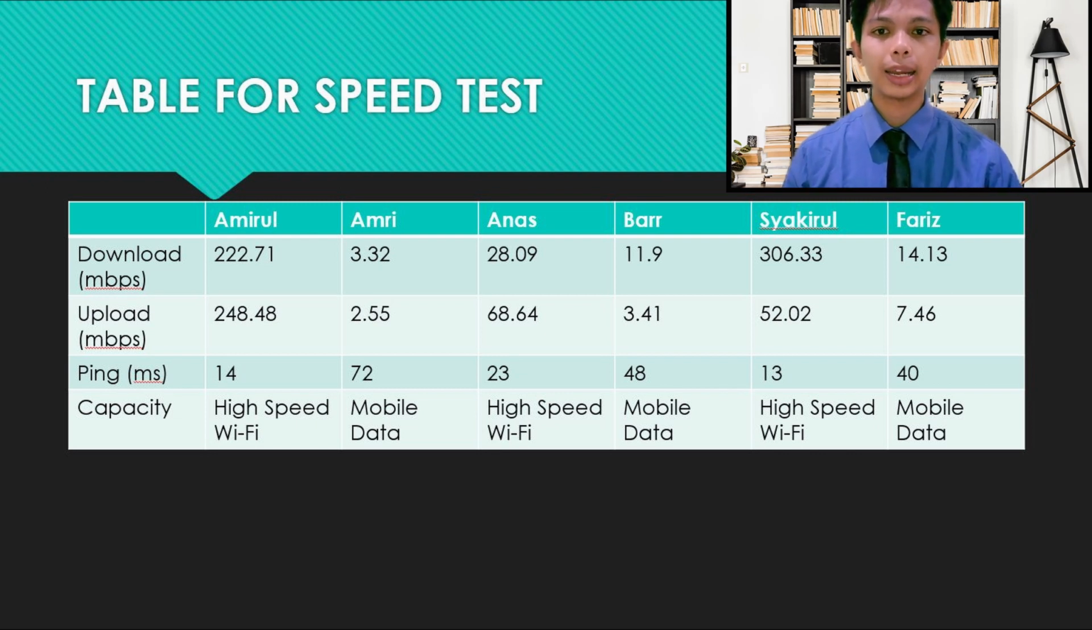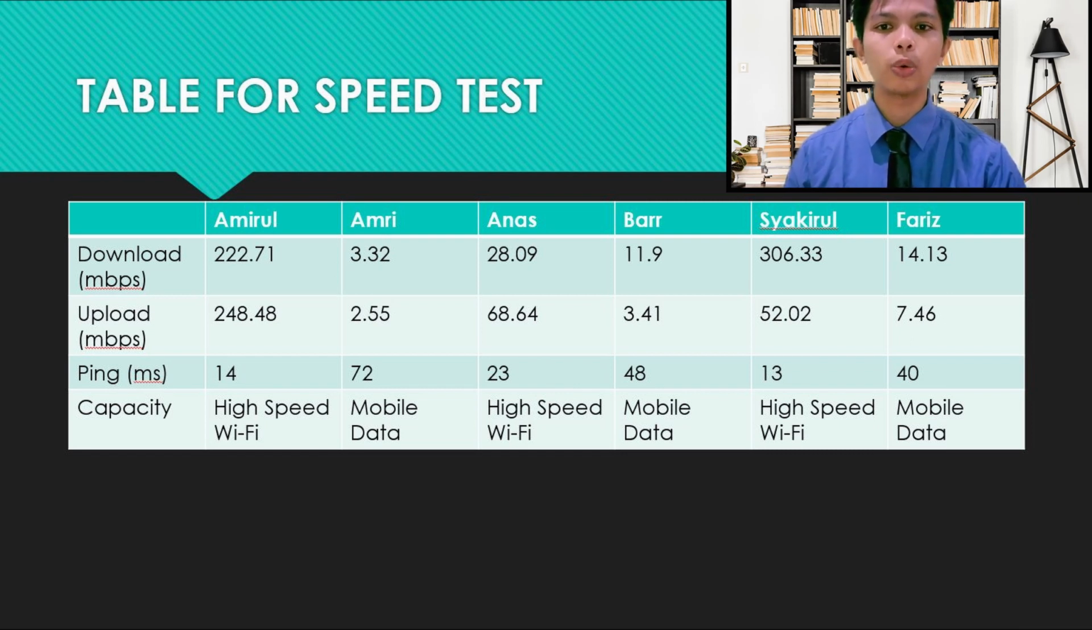For the next slide, Anas, which is me, used a Wi-Fi connection with 28 Mbps for download speed and 68 Mbps for upload speed. The ping I got for this testing is 23 milliseconds. Furthermore, Barr, who also tested using a Wi-Fi connection, had a ping of 48 milliseconds. The download speed Barr recorded is 11.9 Mbps and upload speed is 3.41 Mbps.